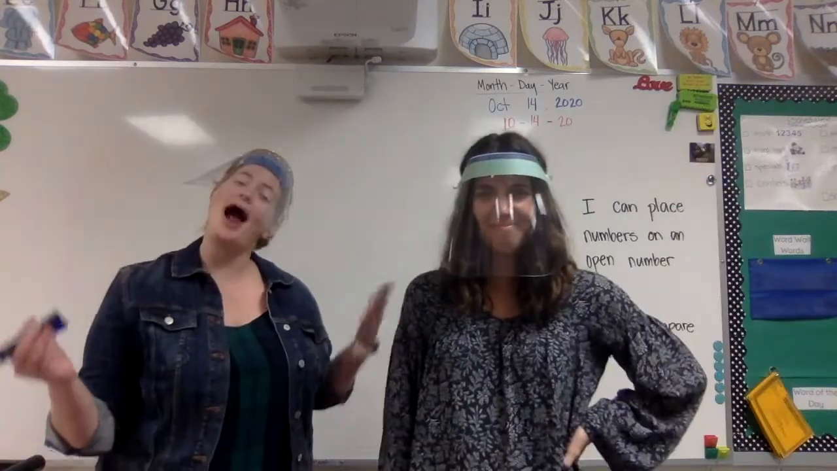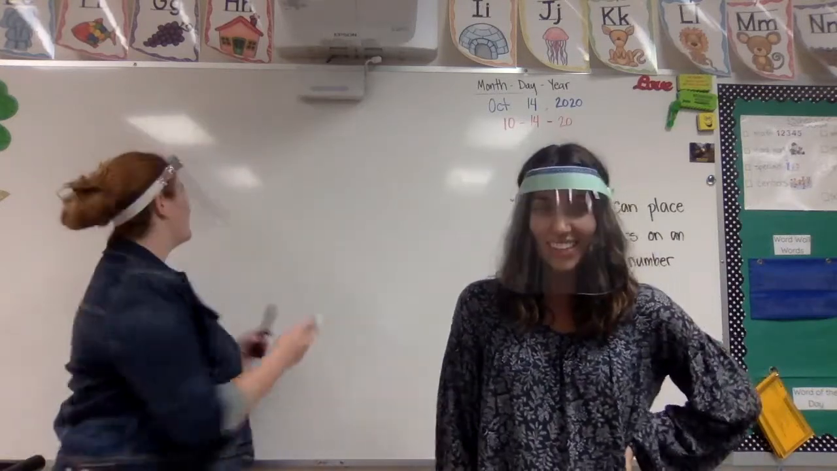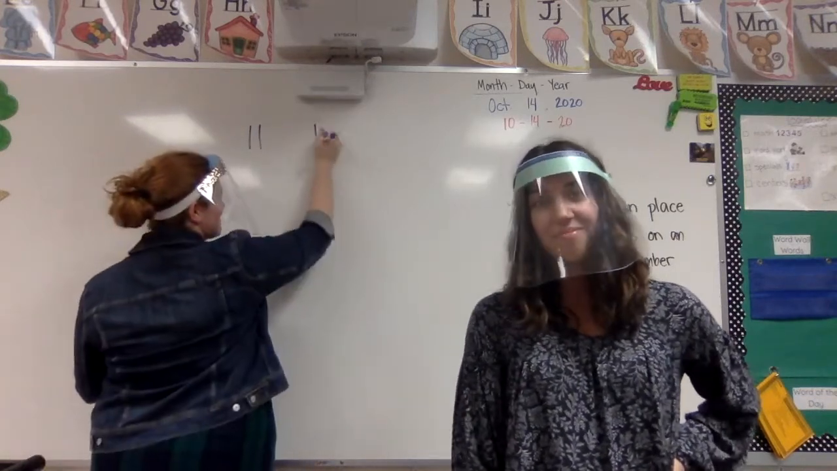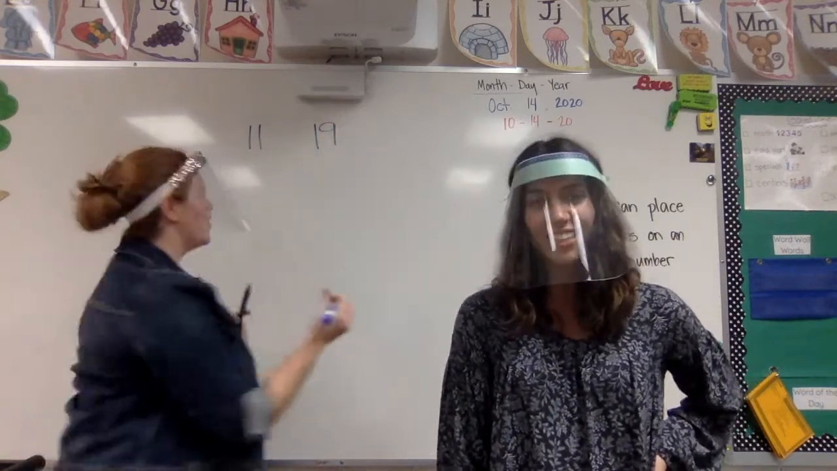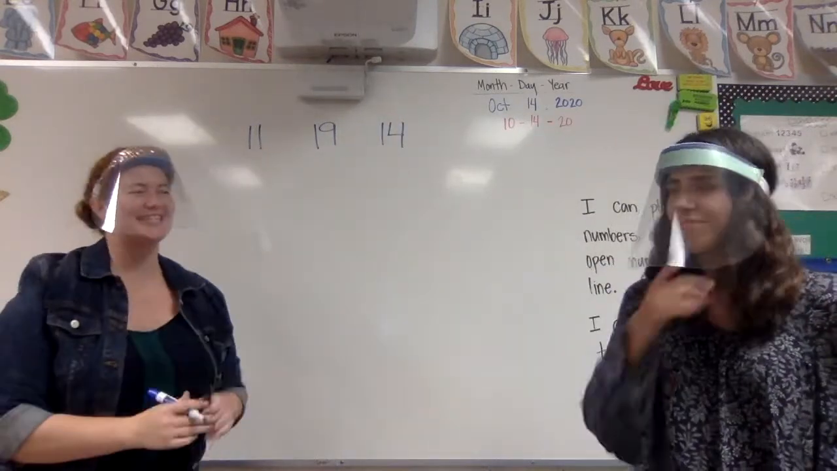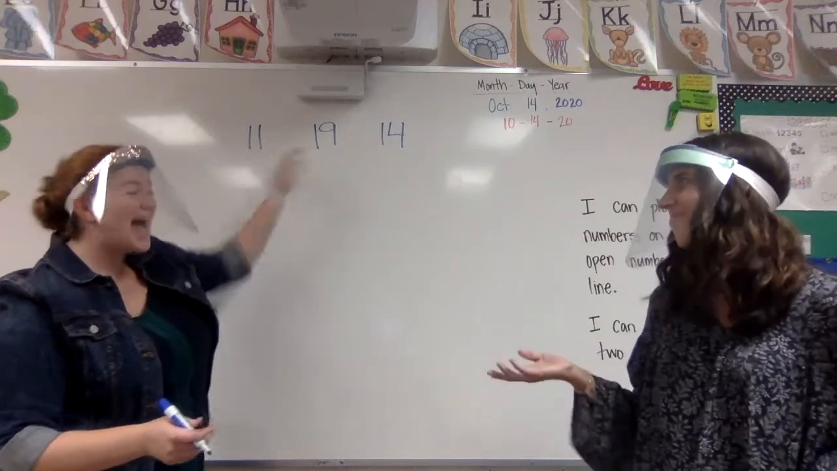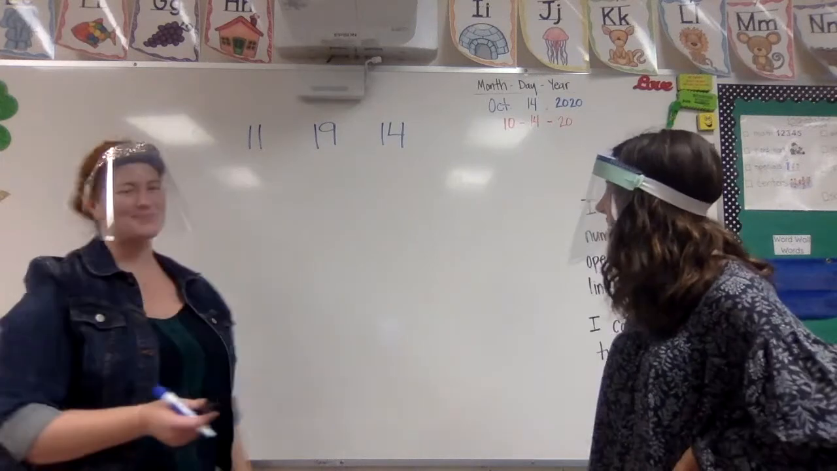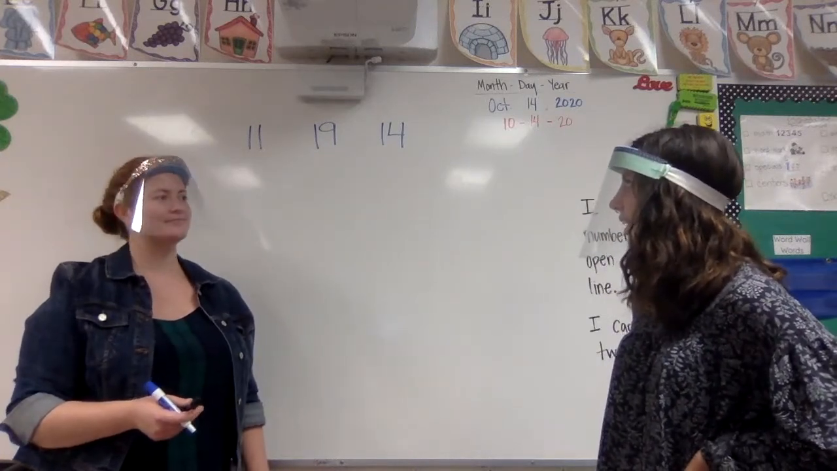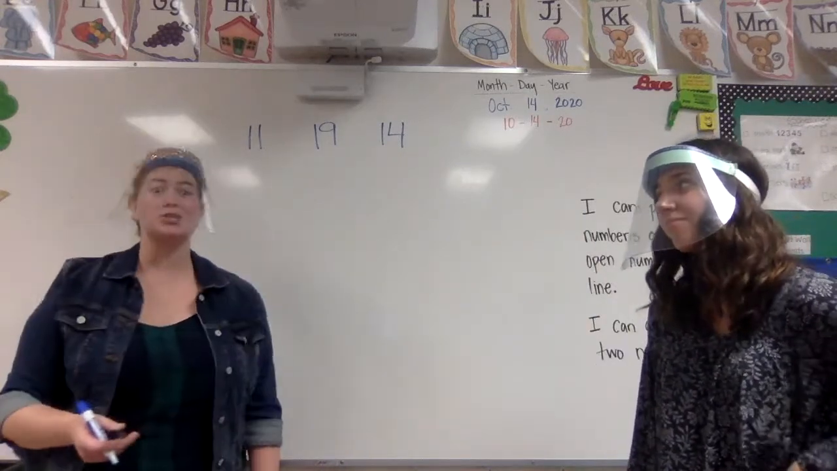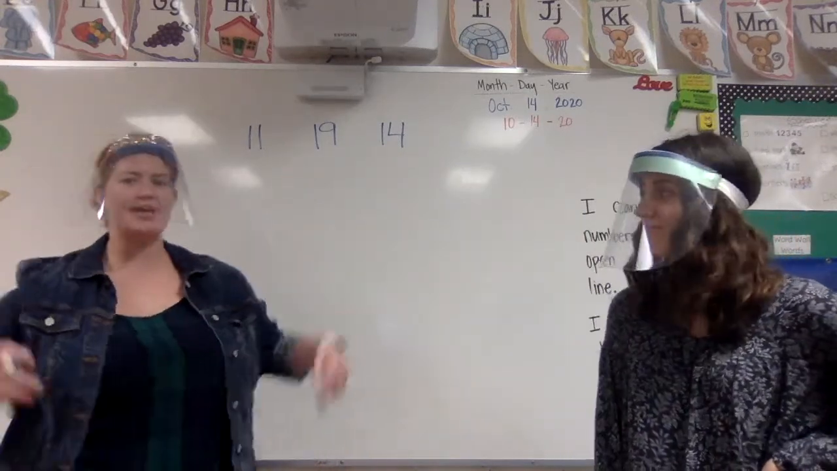Okay, Miss Lestico, I'm ready for some numbers. All right, your numbers are going to be 11, 19, and 14. Miss Lestico, I noticed all 3 of these numbers have a digit in the tens place and the ones place. Wow, yeah. So since all of these numbers have a 1 in the tens place, you're going to have to look to the ones place in order to compare them. That is so true. Well, which ones should I compare?